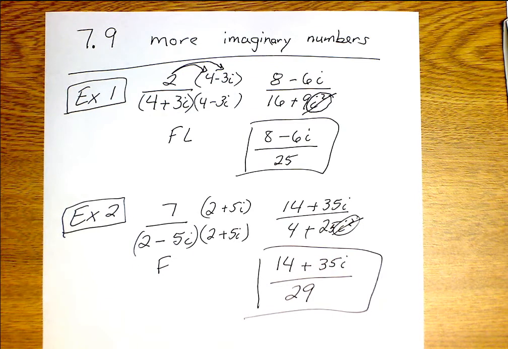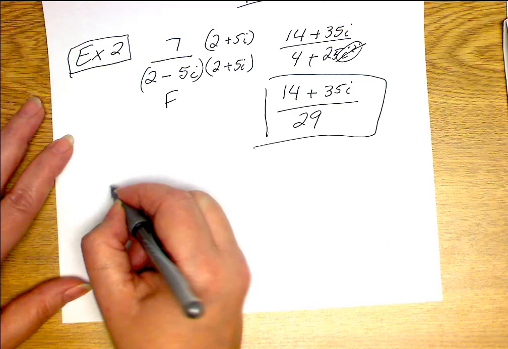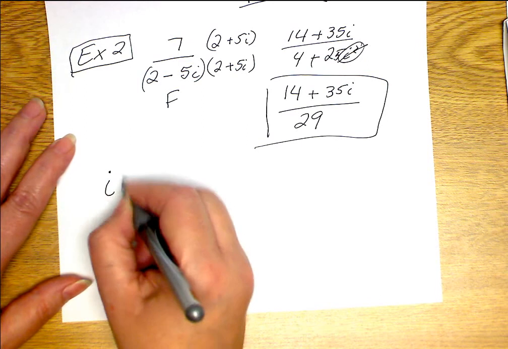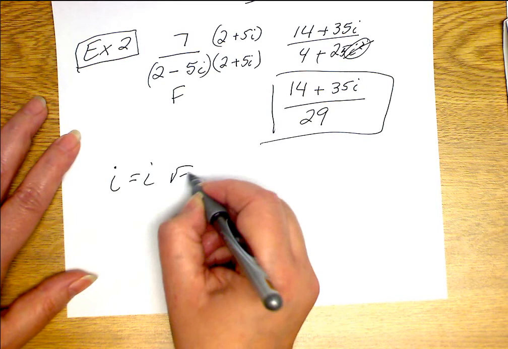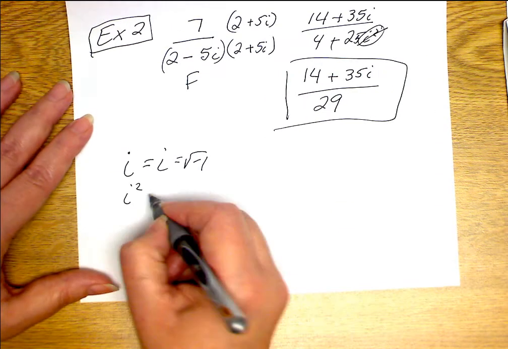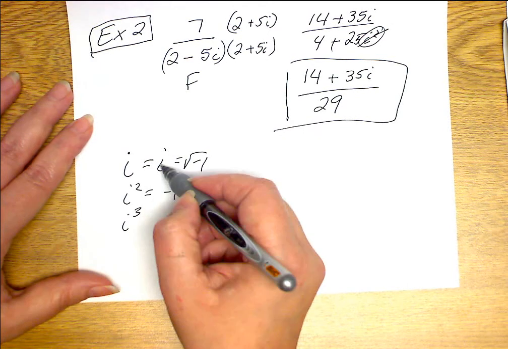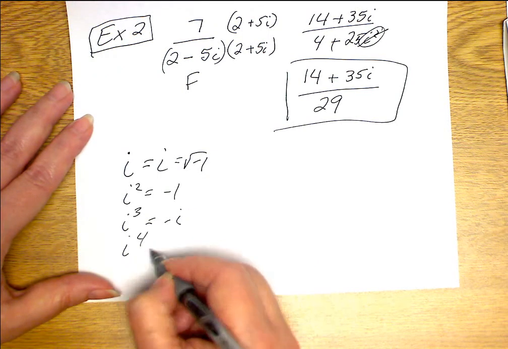Questions? The only thing I want to reiterate, just to make sure we remember, is that i is i, and also the square root of negative 1. This is kind of a review from yesterday. i squared is your negative 1. i cubed is your negative i. And i to the 4th is 1.